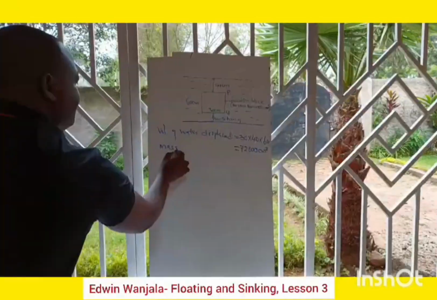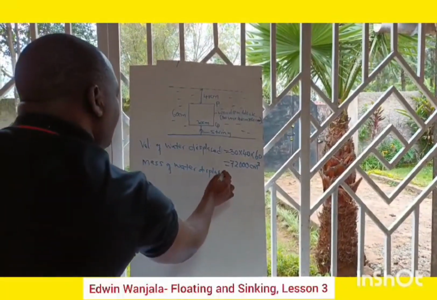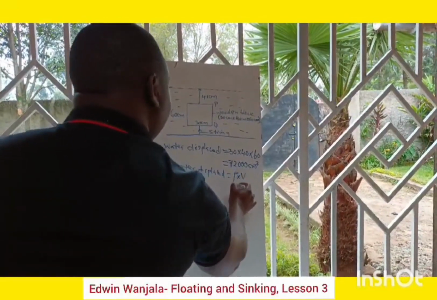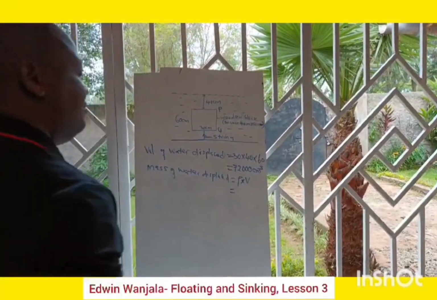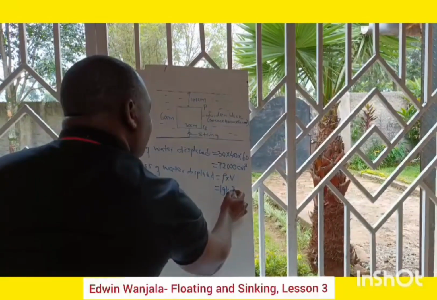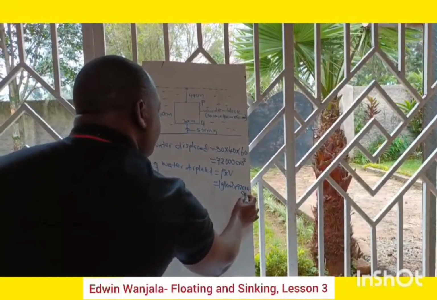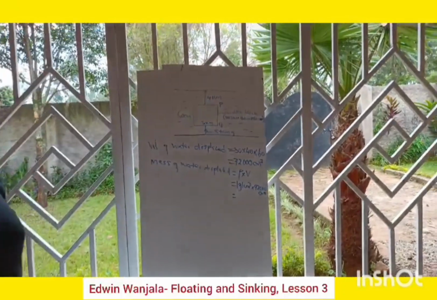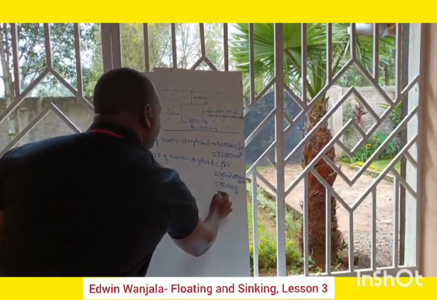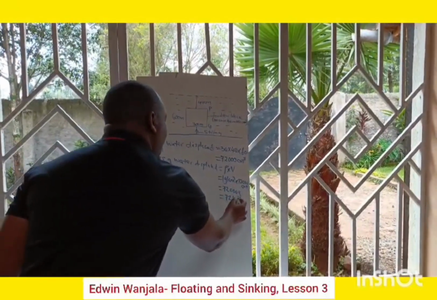to the weight of water displaced, which is given by density of the water times the volume. And the density of water in grams per cubic centimeters is 1, times the volume, which is 72,000 cubic centimeters, so that we get the answer in grams. And this gives us 72,000 grams, which is equal to how many kilograms? We divide by 1,000 to give us 72 kilograms.